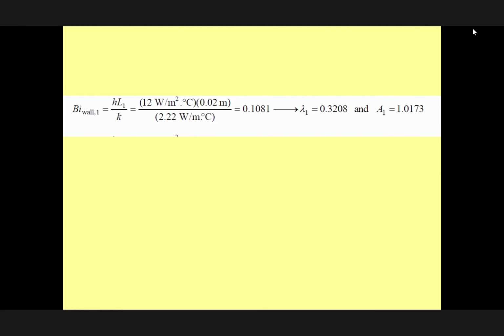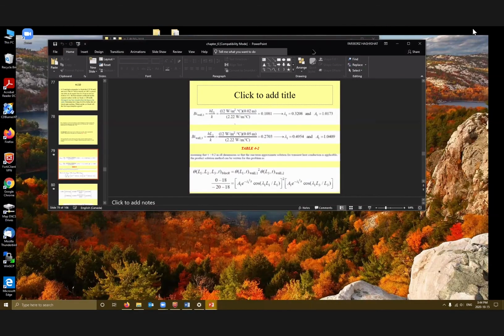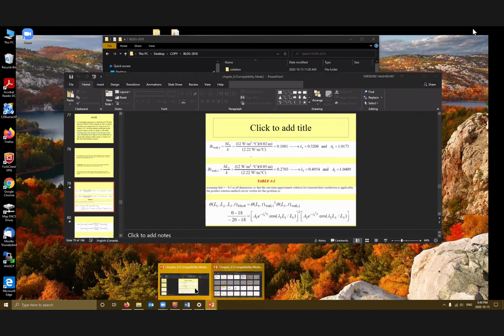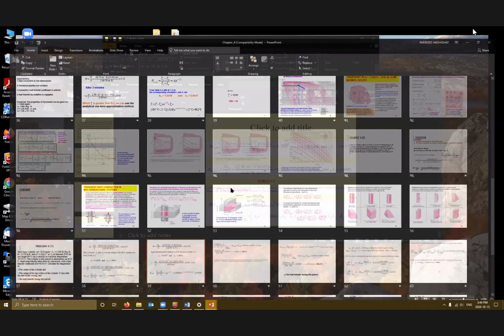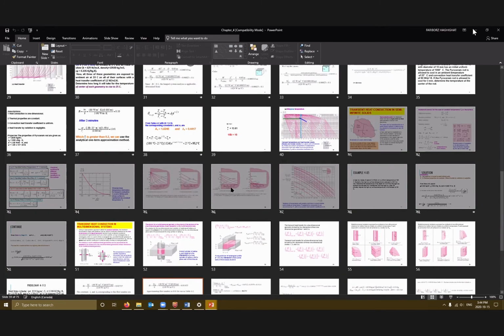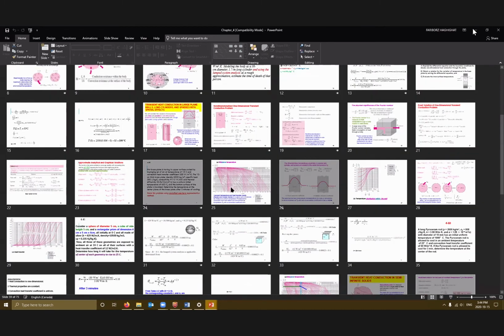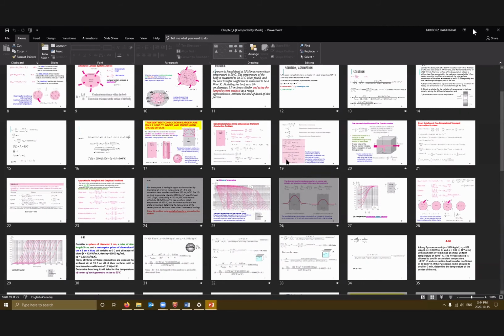Now, please go back and look at your textbook, Table, I do not know if it is 4.2 or 4.3. And for the wall, they gave you lambda 1 and A1. These are the coefficients. If you have no idea what I'm talking about, if you have not reached chapter 4, let me go back and explain one more time here. Again, they were trying to find a solution for the 2-dimensional problem. But we assume that this 2-dimensional problem is the result of two 1-dimensional infinite plates. And we were able to solve that problem and find the solution.